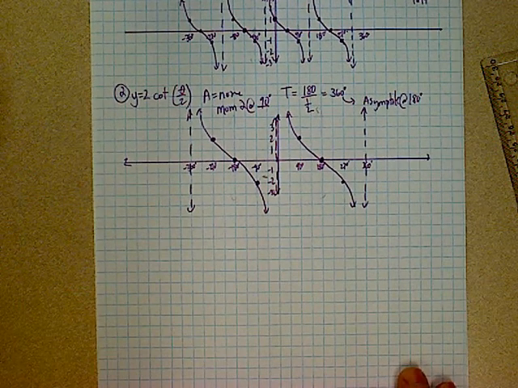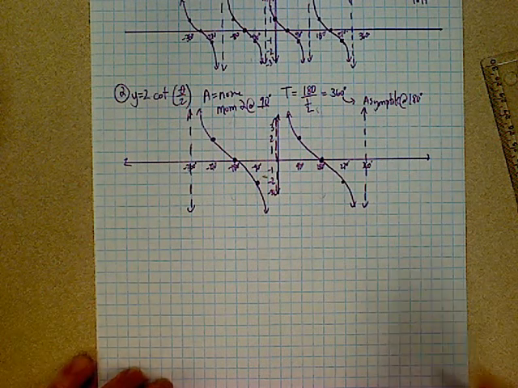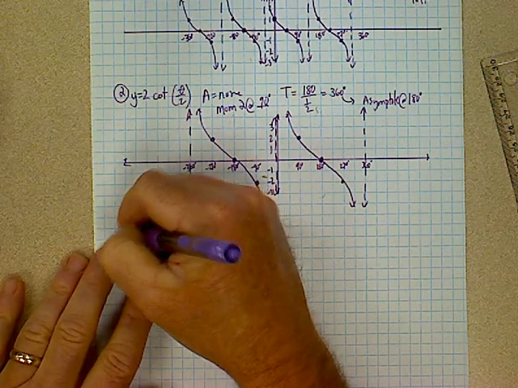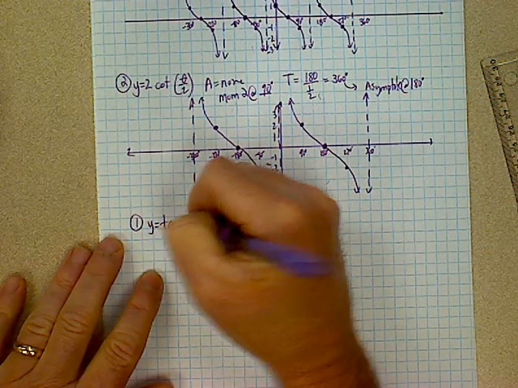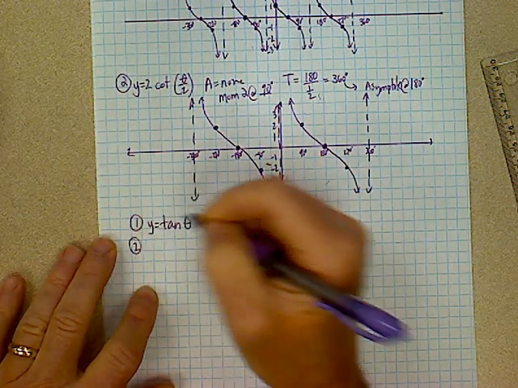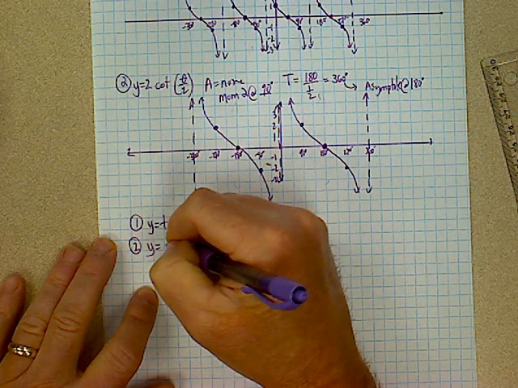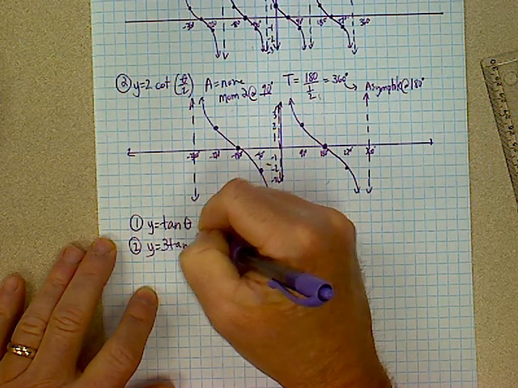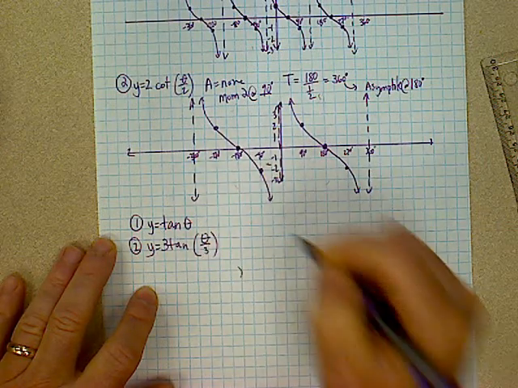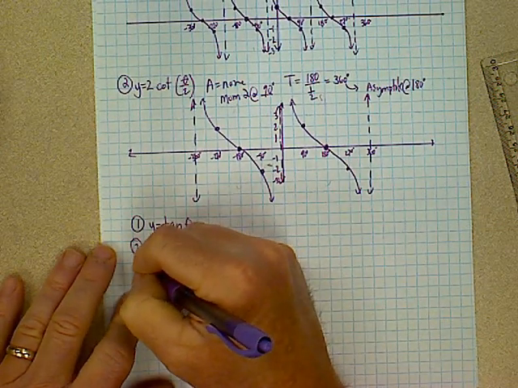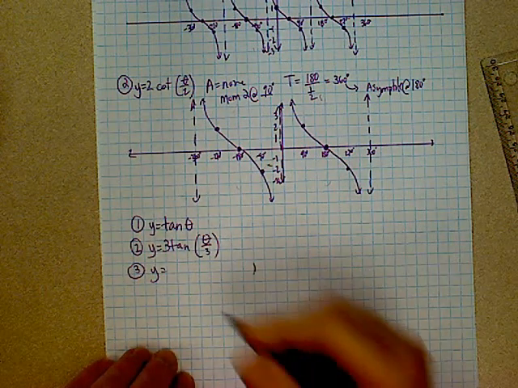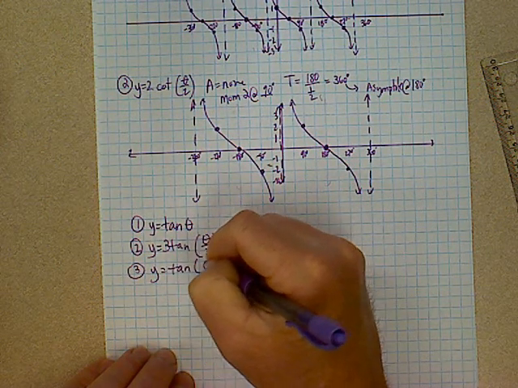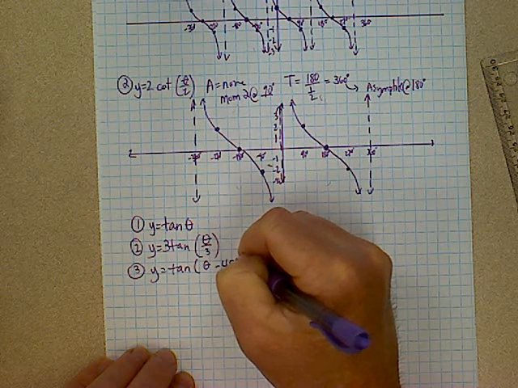So here is your homework for today. I want you to graph these 5. Okay, so let's put them all down here. The first one is y equals tangent theta, kind of a basic one. Get you started. Number 2 is y equals 3 tangent theta divided by 3. Third one is going to be y equals tangent of theta minus 45 degrees.